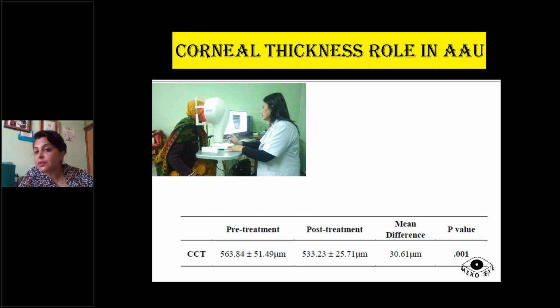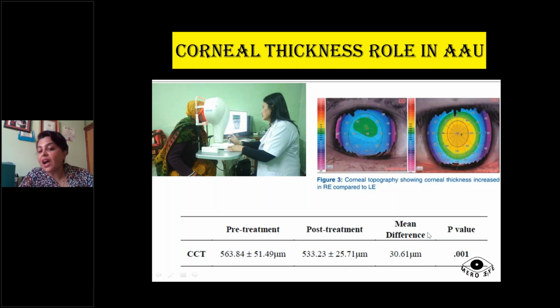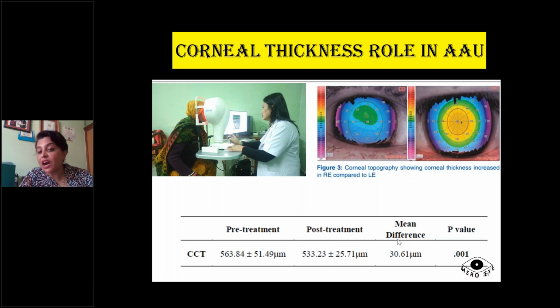The corneal thickness plays an important role in identifying whether the disease is still active or regressing, especially in a case of acute anterior uveitis. We have already conducted a study at our center, and we found that before treatment, the corneal thickness that was measured was significantly higher compared with the thickness after the treatment. So this can be done with the pachymetry instrument.